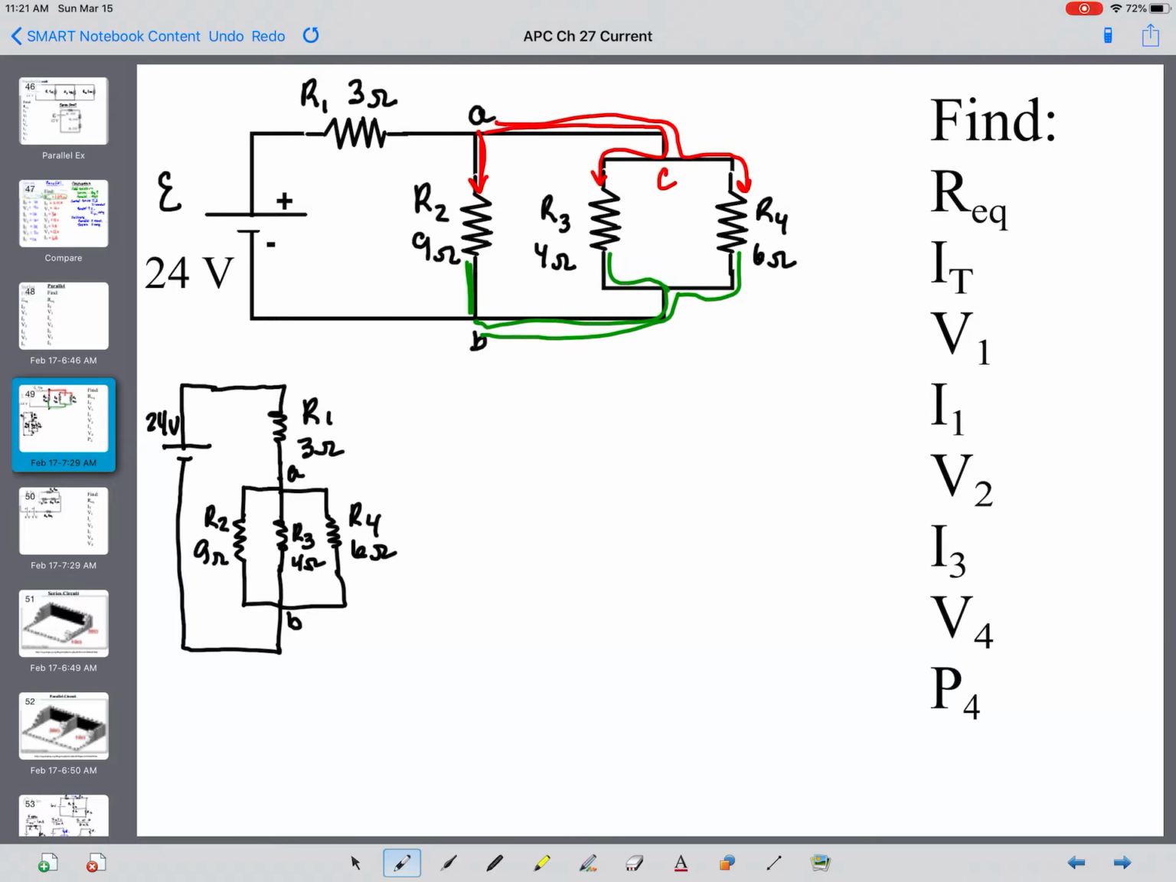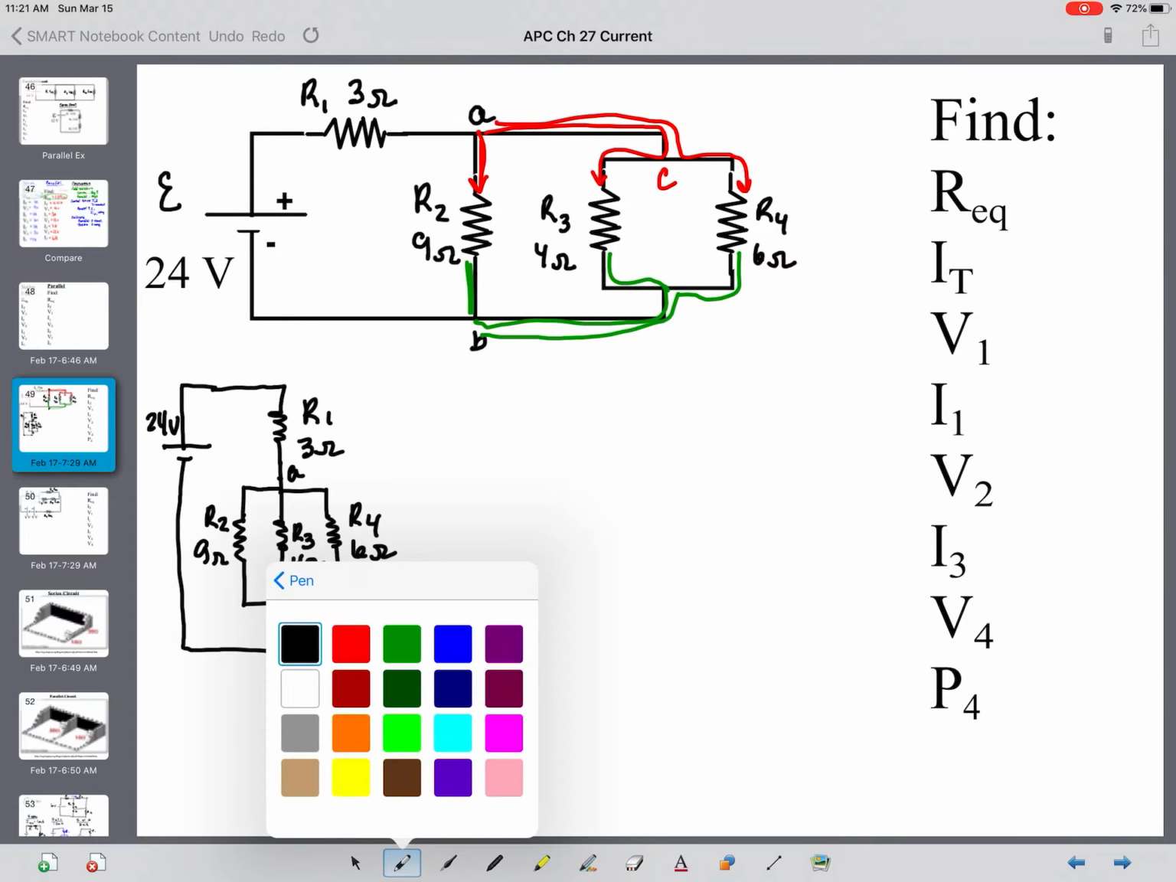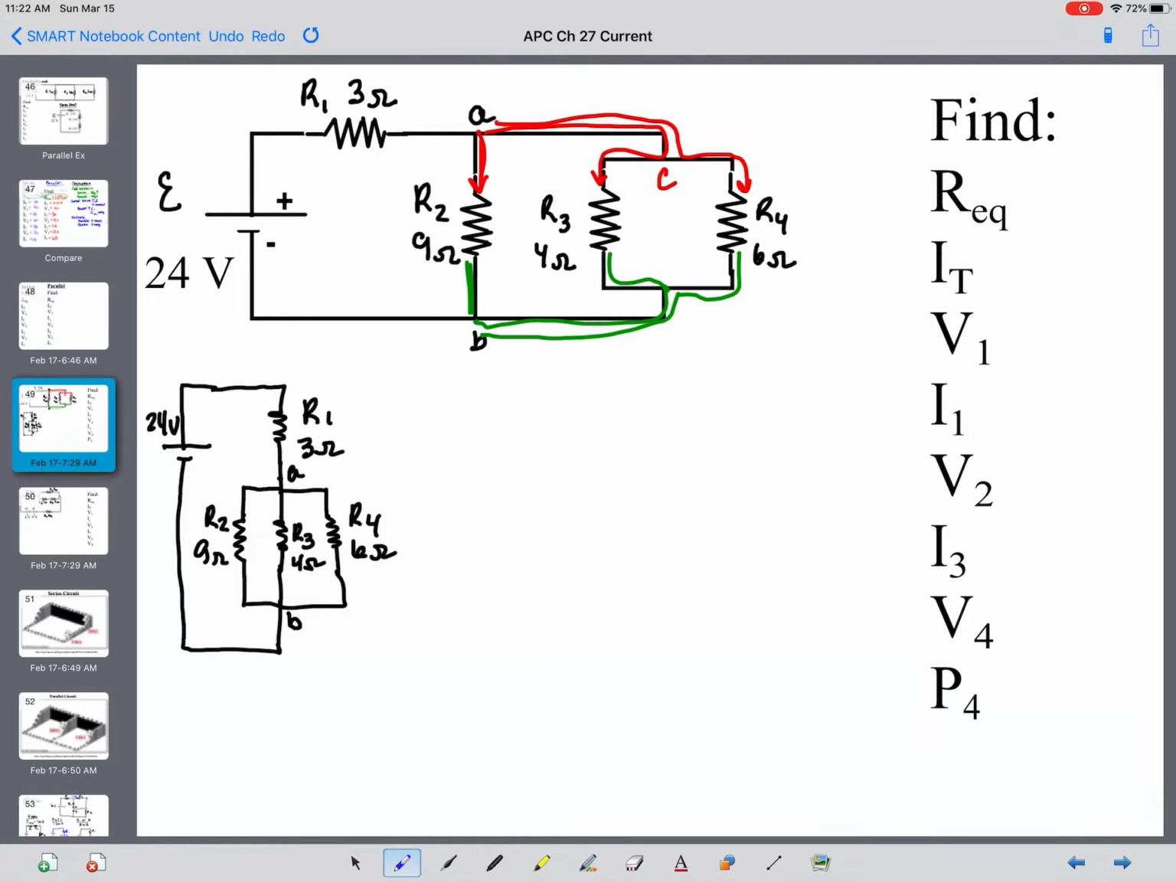Overall, it's a series circuit. R1 makes it series because I run into that off the battery before I run into anything else. And then R1 is followed by a little parallel network of 3 branches, each branch having a single resistor in it. So then looking at the quantities we're trying to find, first thing I would find is the parallel resistance.